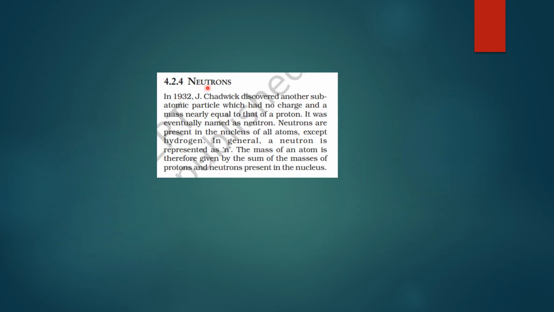Now let's talk about neutrons. So in 1932, J. Chadwick discovered another subatomic particle which had no charge. Okay, mass इसका था nearly equal to that of a proton. So it was eventually named as neutron. Okay, neutrons are present in the nucleus of all atoms except hydrogen, right? In general, a neutron is represented by small n. Okay. Mass of atom हम किससे देंगे? Sum of the masses of protons and neutrons present in the nucleus. Right? So this completes the structure of atom.